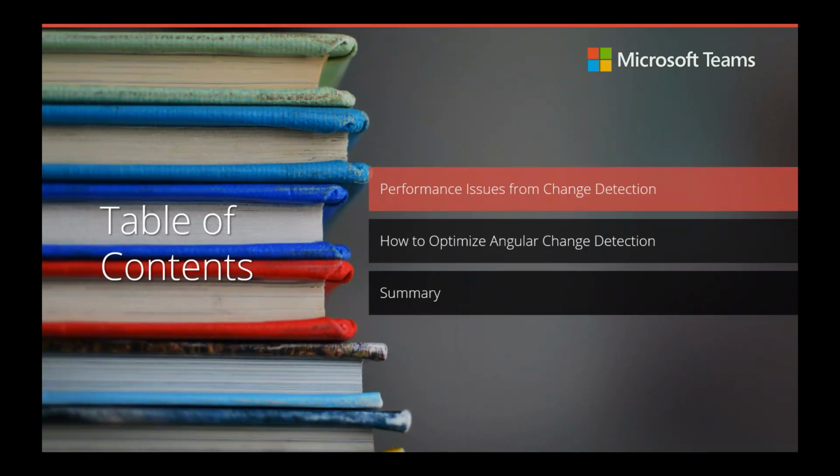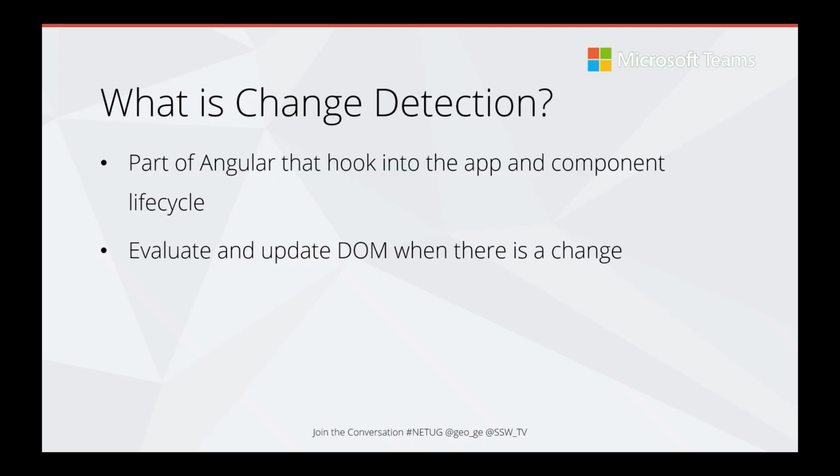In this talk, I'm going to separate it into three main points: performance issues from change detection, how to optimize Angular change detection, and a summary. Let's get started. First things first, what is change detection? In Angular, it's a hook on the app and component lifecycle, which evaluates and updates the DOM whenever there's a change. It's a good and a bad thing. It's good because if we didn't have change detection, it would not render or change anything until you force refresh it or do something that you shouldn't do.